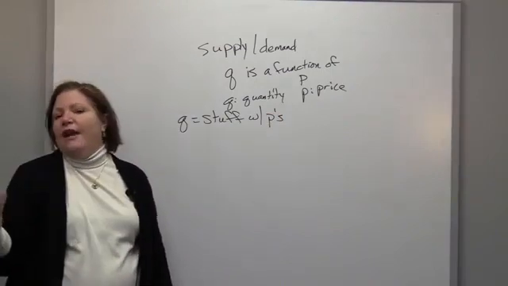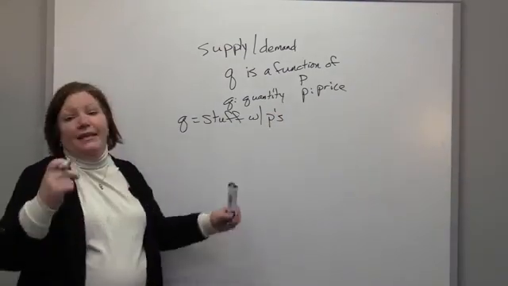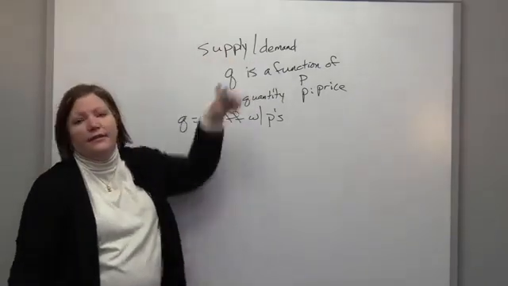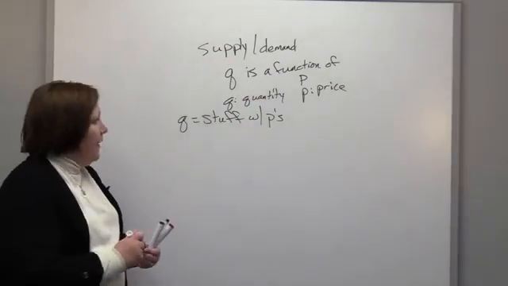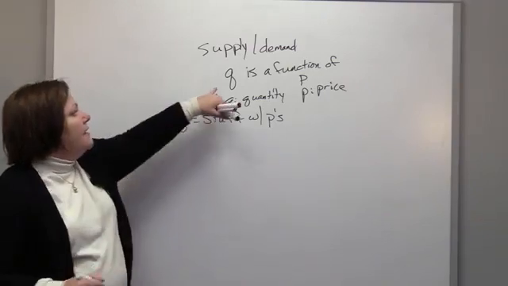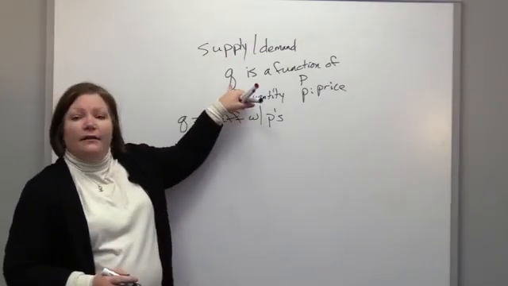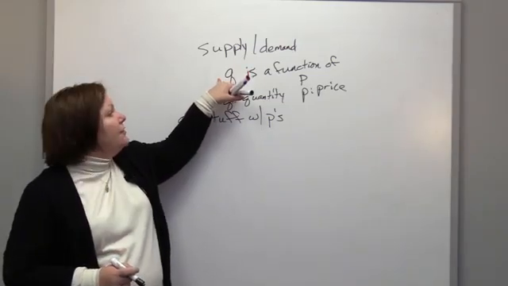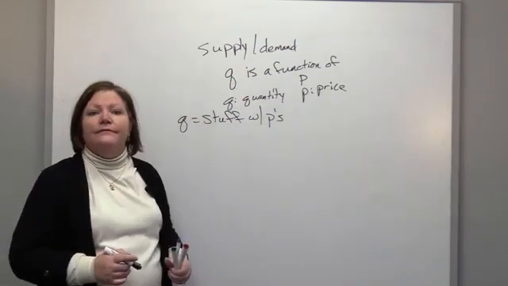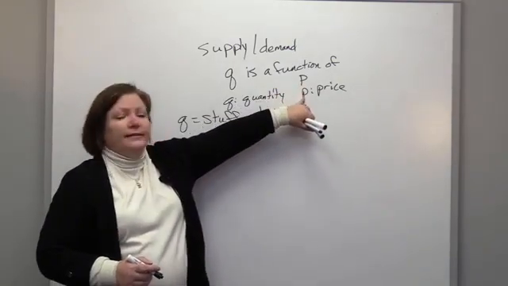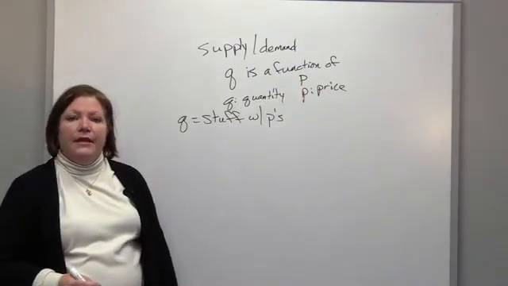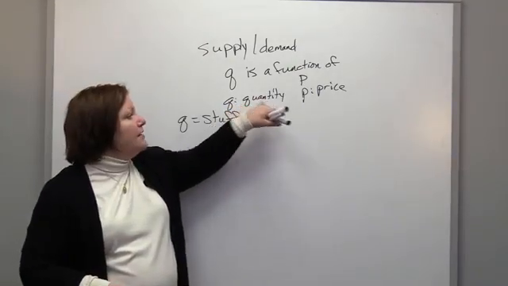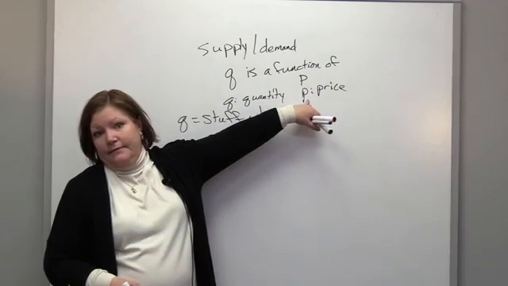stuff with P. So you have Q equal 3P plus 10, or something like that. And you would have a different one for supply and a different one for demand. So what this would mean is for the supply, what is the quantity you as a company are willing to supply to the market at a given price? The demand would be what is the quantity of items the consumers want to buy at that price.